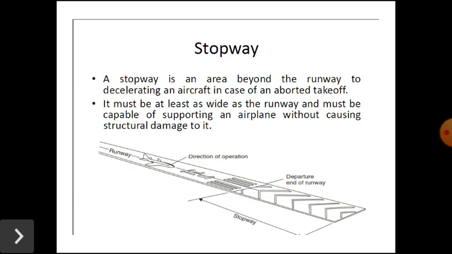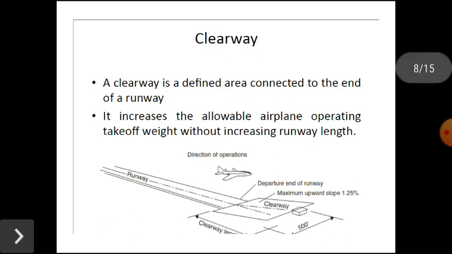Next, stopway. It is an area beyond the runway to decelerate an aircraft in case of an aborted takeoff. It must be at least as wide as the runway and must be capable of supporting an airplane without causing structural damage to it in case of any emergency. Clear way. It is a defined area connected to the end of the runway and it increases the allowable airplane operating takeoff weight without increasing runway length. That is called clear way.